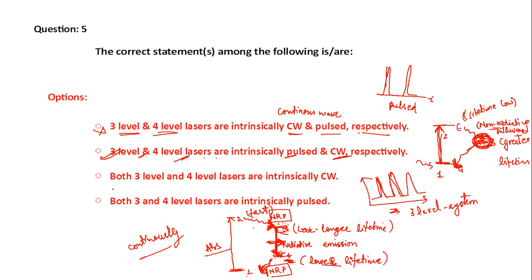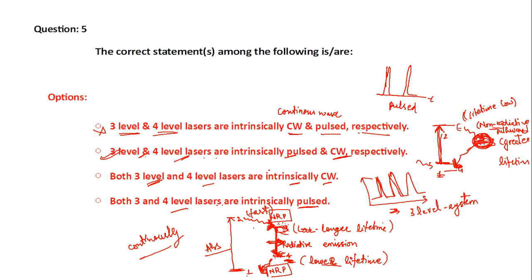Okay. There is one more option where they have written both 3 level and 4 level lasers are intrinsically continuous wave, although there can be cases where a 3 level system is also continuous wave rather than being pulsed. But in this case, where you consider this kind of 3 level system, in most cases the 3 level systems are pulsed only, they are not continuous wave. And both 3 and 4 level lasers are intrinsically pulsed, they have told. So this is also not the case, because 4 level lasers are anyway continuous wave lasers.